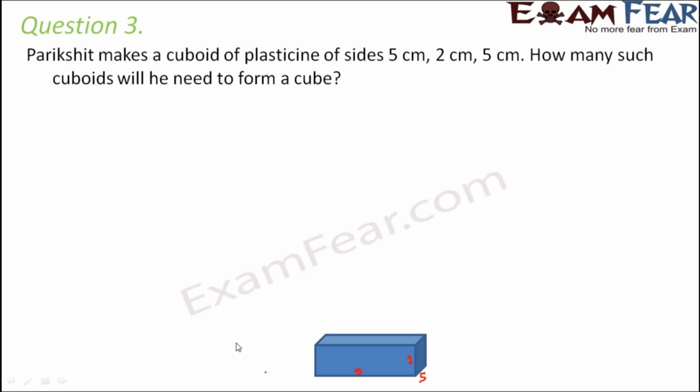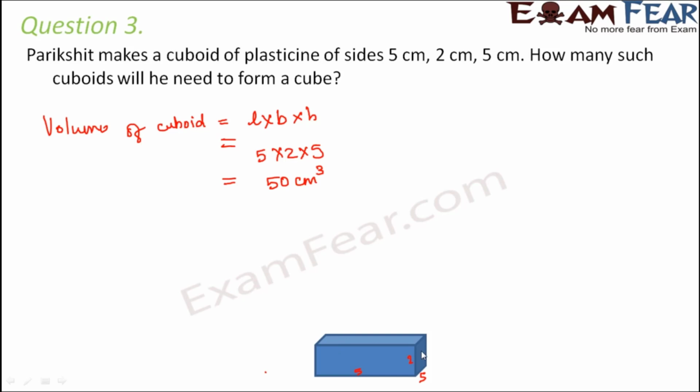Okay, let's look at another way of looking at it. So first of all, let us find out the volume of the cuboid. So volume of the cuboid is given by length into breadth into height, which is equal to 5 into 2 into 5, that is equal to 50 centimeter cube. This is the volume of this cuboid, right? Now first let's check if this 50 is a perfect cube or not. So is 50 a perfect cube? No, 50 is not a perfect cube. That is why this is not a cube.